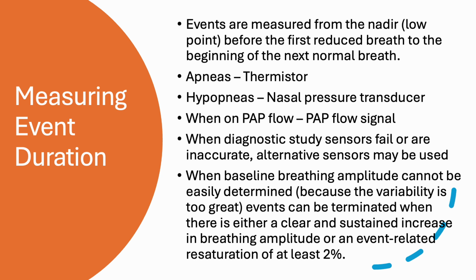Sometimes it's hard to know what the baseline respirations look like, maybe because the breaths are all different sizes. You can terminate a respiratory event, or end it, when there are obviously bigger breaths or an oxygen resaturation of at least 2%. When you're actually scoring a study, you'll simply click the mouse where you think the event starts and drag to highlight where you think the event ends.